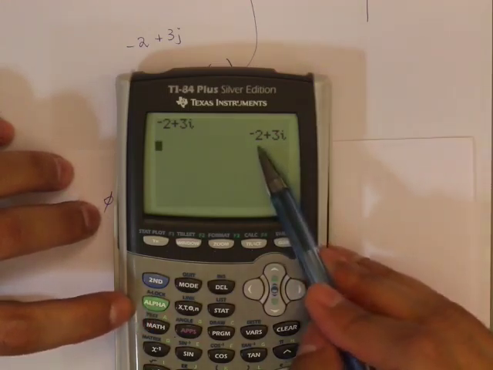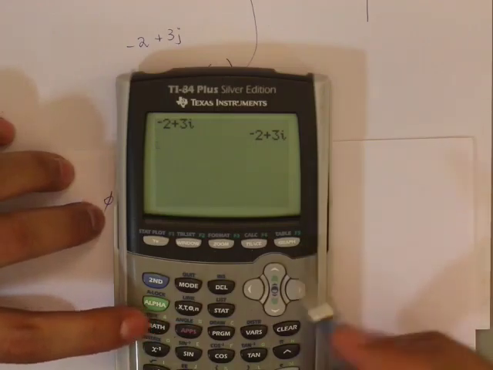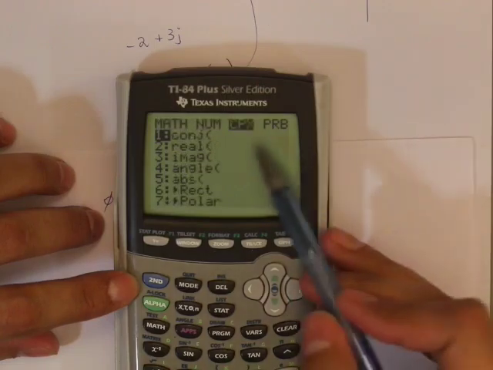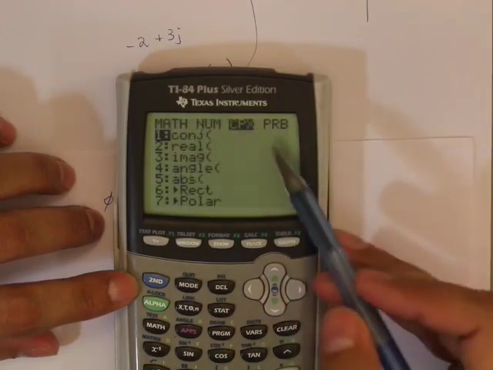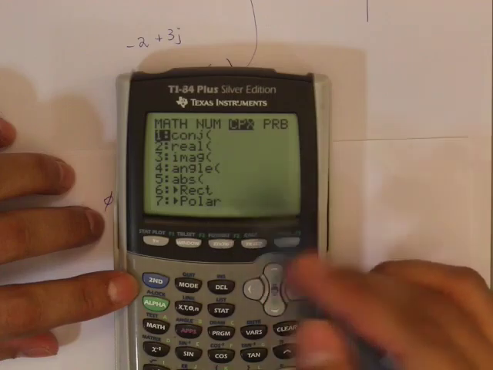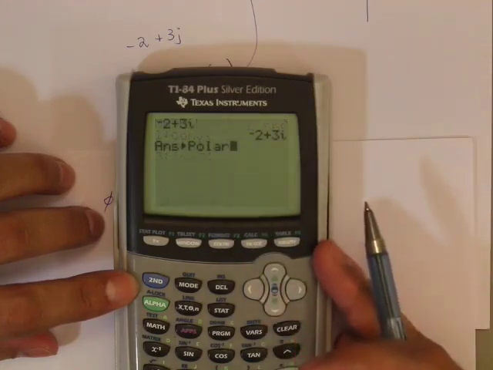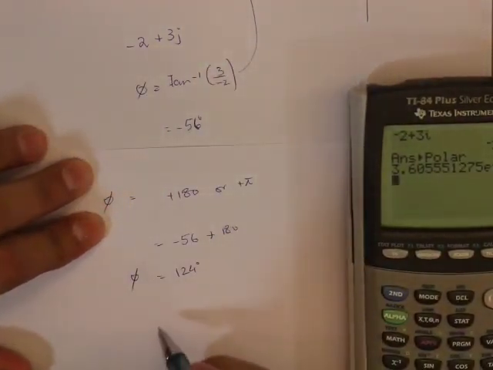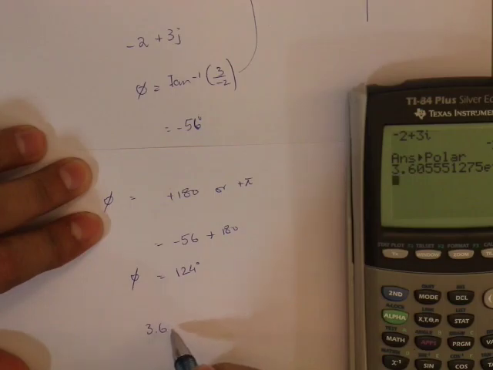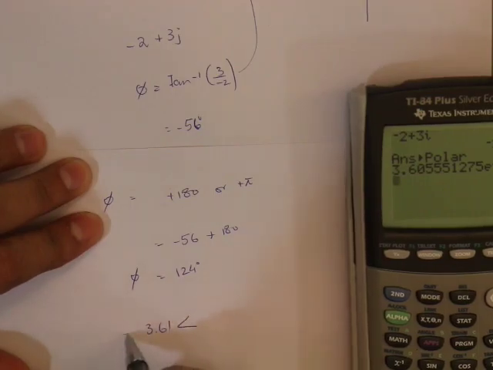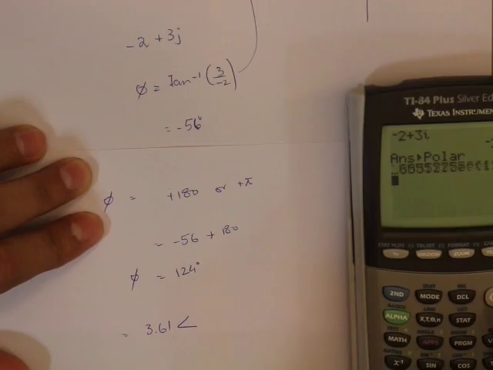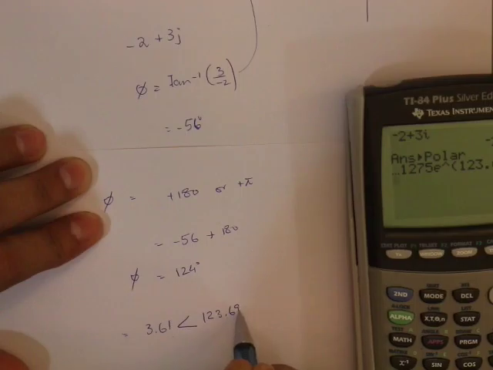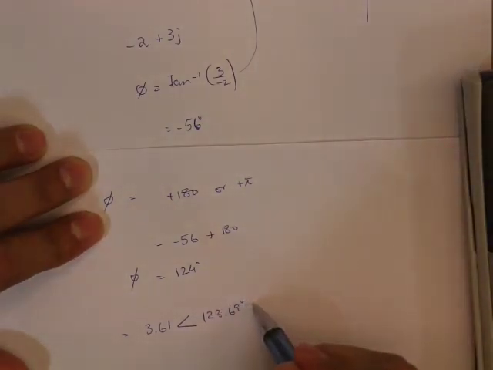If you want this answer in your polar coordinates, you just press your math function, math, and scroll to the right, and then CPX, that is for the complex, and you need the seventh function, which is asking you for the polar, and then you just do equal to, and you can see right away that we get the same thing, 3.61, and the angle, that's my polar coordinates, and the angle is 123.69 degrees, which is almost 124 degrees.